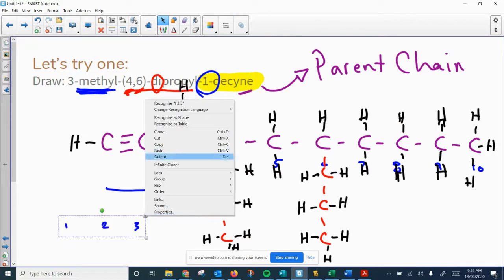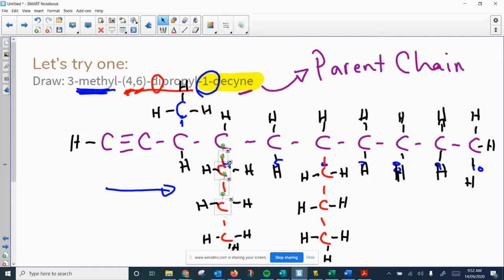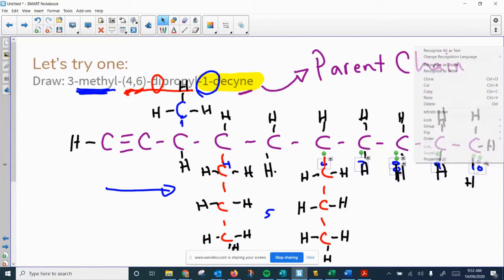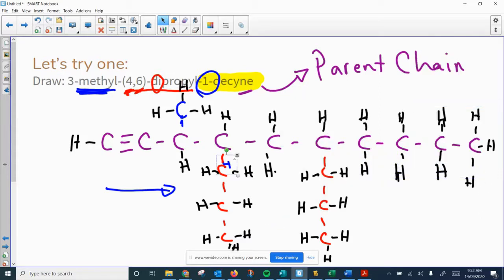These numbers here are, again, a hard time cleaning these up. Those numbers for those carbons aren't actually part of our final answer. So let's make sure that we get rid of some of these. All right, so that's an example of 3-methyl 4,6-dipropyl 1-decyne.